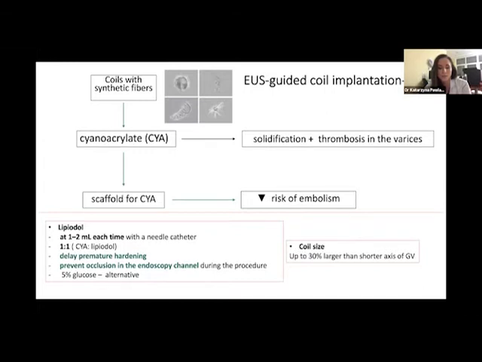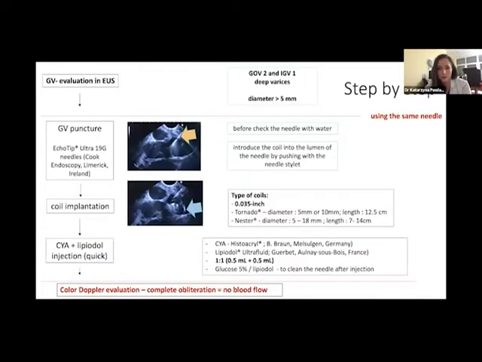But sometimes when we don't have access to lipiodol, we can perform the procedure with 5% glucose, as also our friends from interventional radiology have done, with a good clinical effect. And how to pick the right size for coil embolization? The adequate size should be up to 30% larger than the shorter axis of the gastric varices.